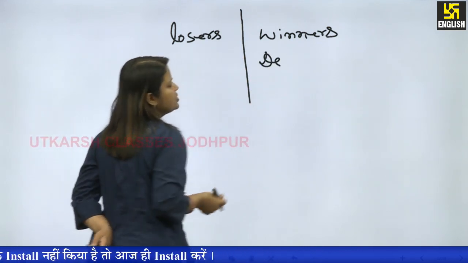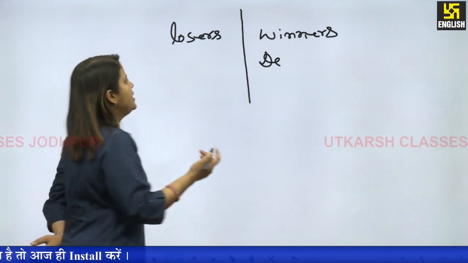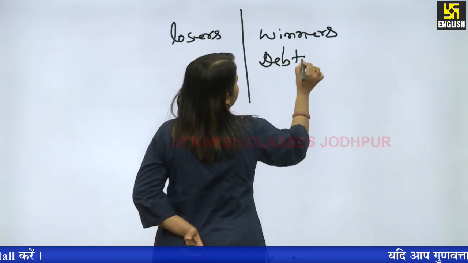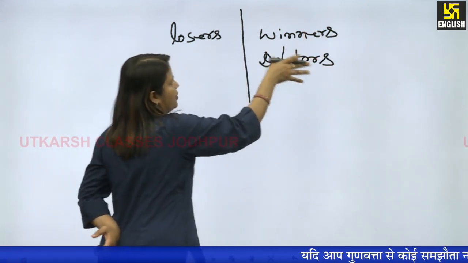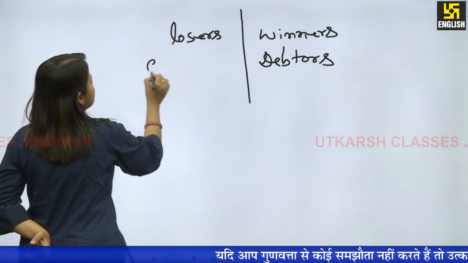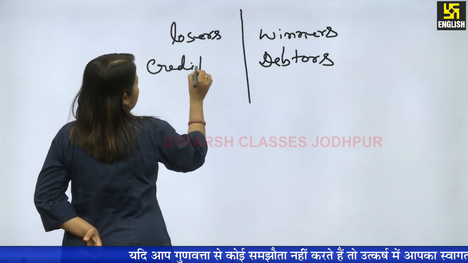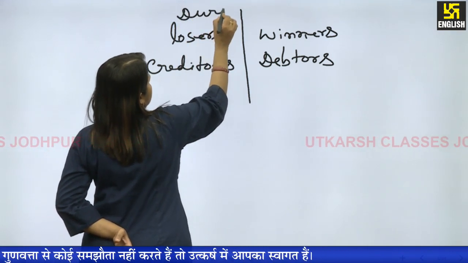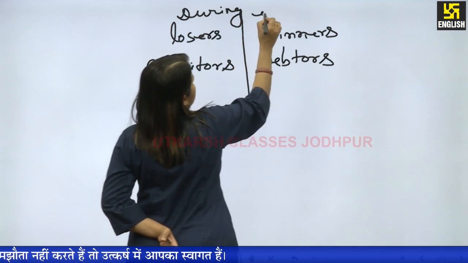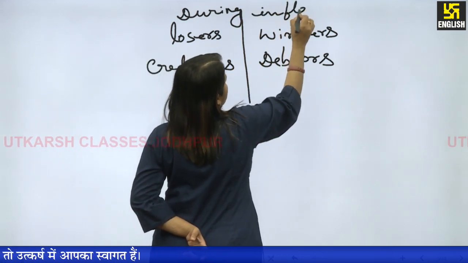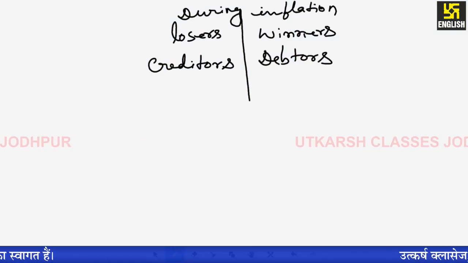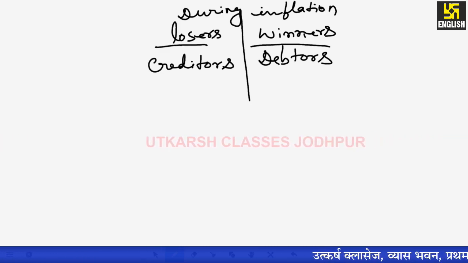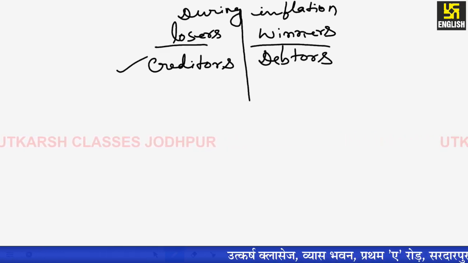Debtors. Debtor means who has taken a loan. Debtors are among the winners, and creditors are the losers. Creditors are the losers during inflation. Why? I will tell you. During inflation, debtors are the winners and creditors are the losers.